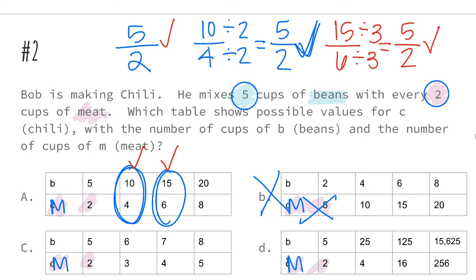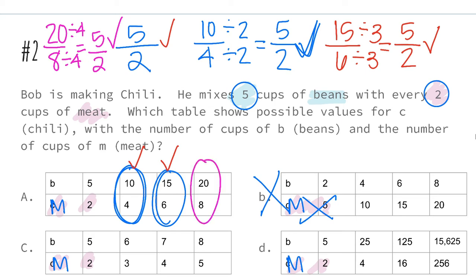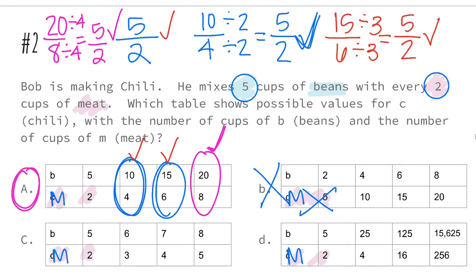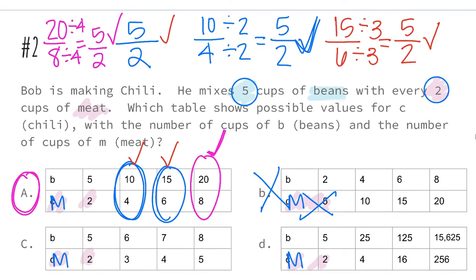Let's make sure this last one checks out. 20 over 8, I can divide top and bottom by 4. 20 divided by 4 is 5. 8 divided by 4 is 2, so it checks out. So the answer is A, because all of those reduce to the same ratio, 5 over 2.